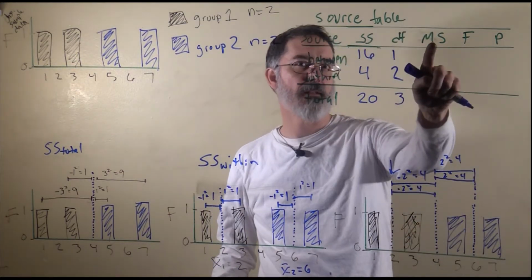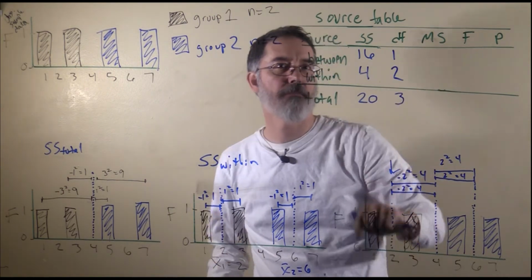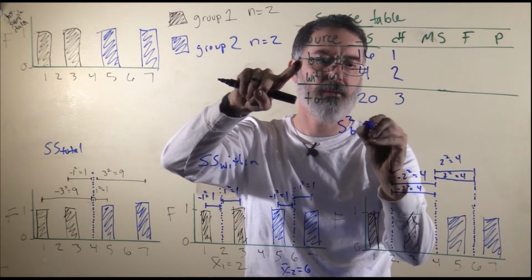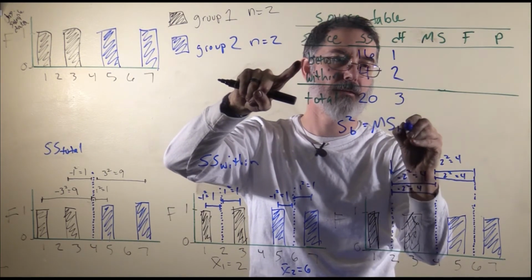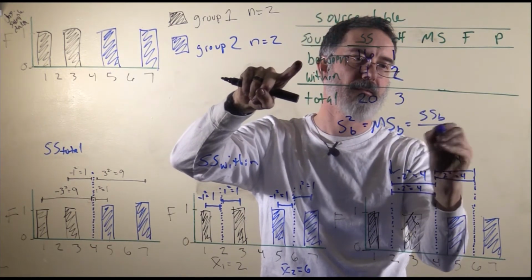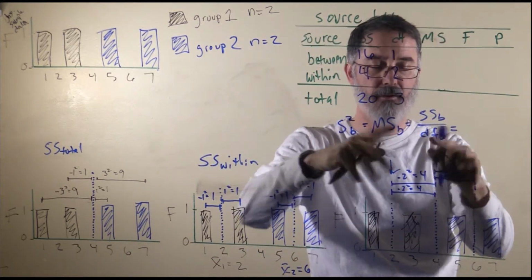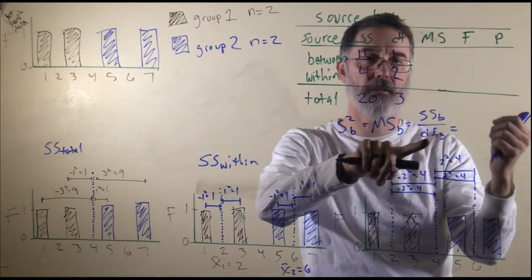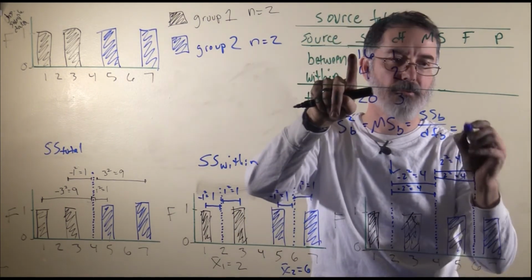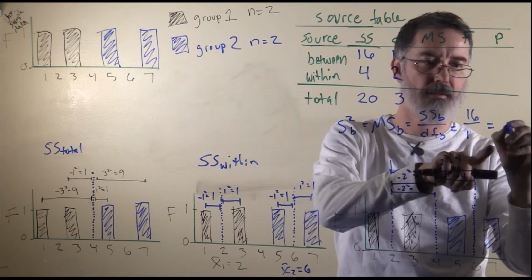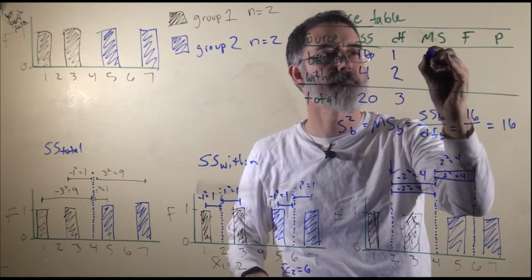Okay, so now we can calculate our variance between, our variance within. The variance estimate between, also known as the mean square between, is the sums of squares between divided by the degrees of freedom between. So this is the same old formula from back when we did variances at the start of the class. Sum of squares between is 16, degrees of freedom is 1. So in this case, the variance between is 16.